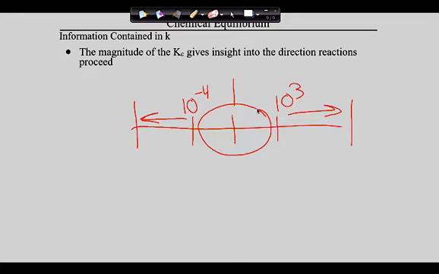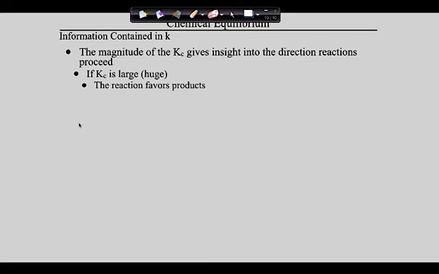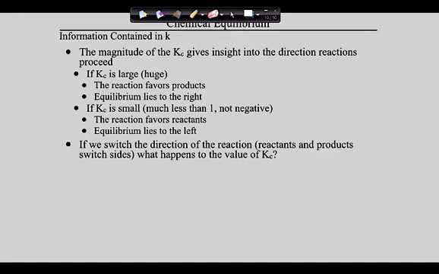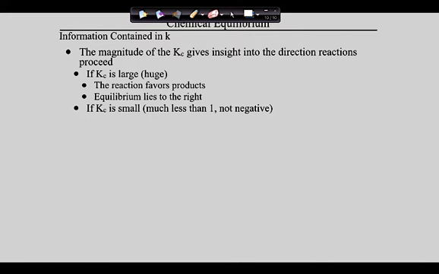For right now, you just need to understand bigger than 1 favors products, smaller than 1 favors reactants. So guys, summarizing all of that: if Kc is large, the reaction favors products, and we say that the equilibrium lies to the right. Similarly, if Kc is small, and again, guys, that means less than 1, but not less than 0, then that reaction favors reactants, and the equilibrium lies to the left.